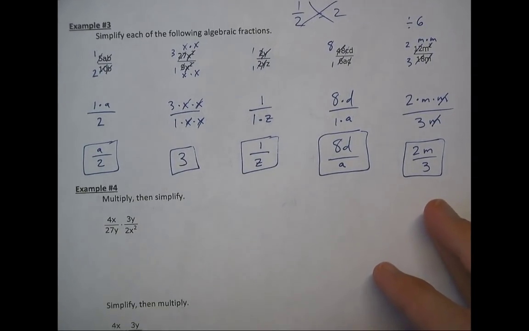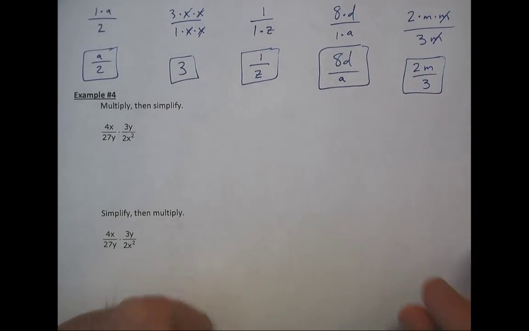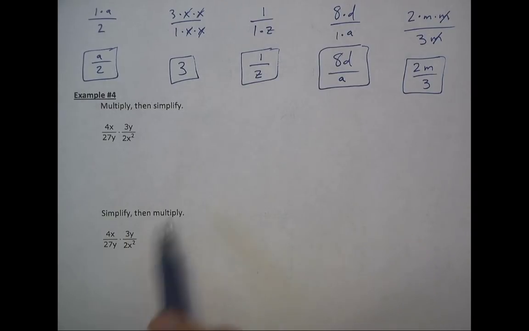All right, so what happens when we're multiplying two of these big algebraic fractions? Well, there's two things that you can do. You can multiply straight across and simplify later, just like with our numerical fractions, or you can simplify first and then multiply. And I think you're going to like this one better once you see it, but both will work.